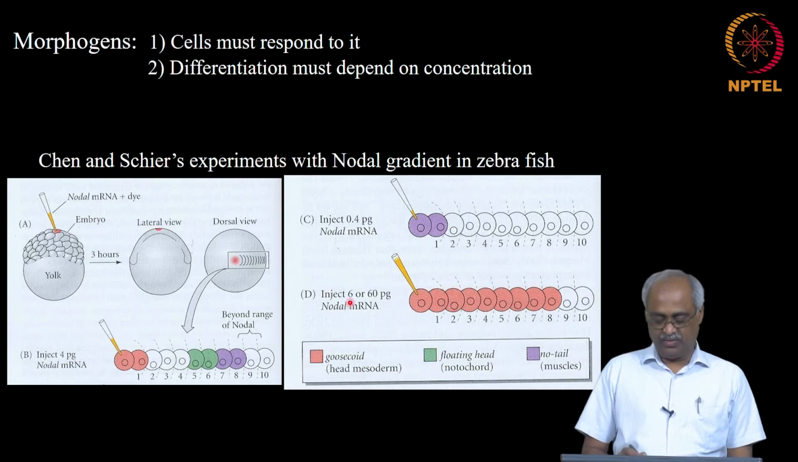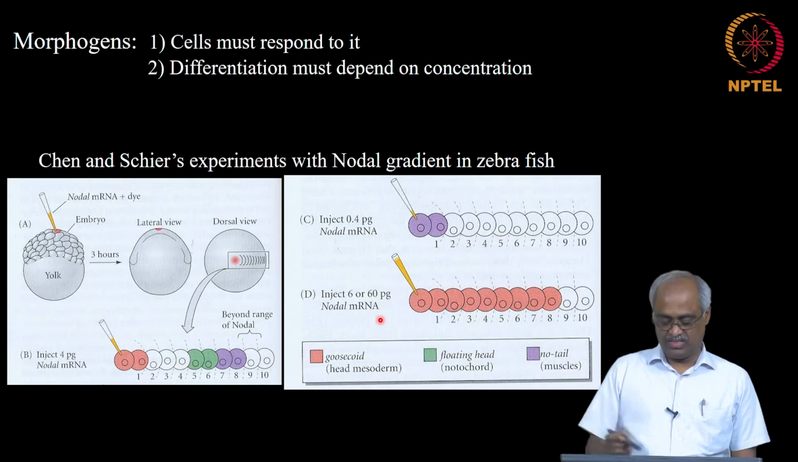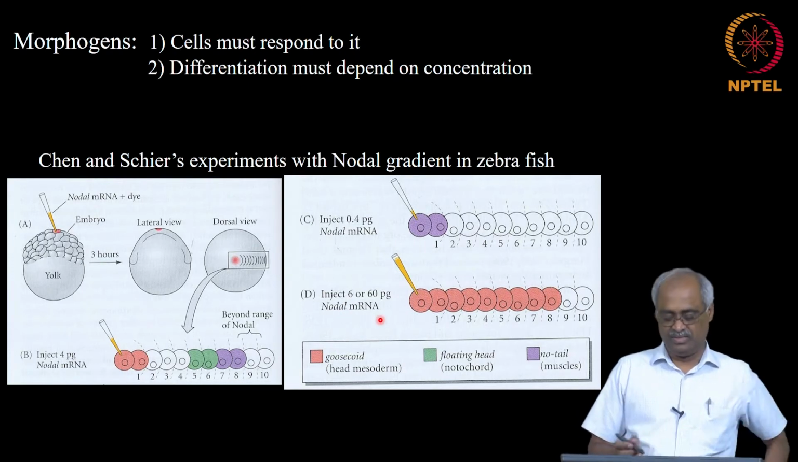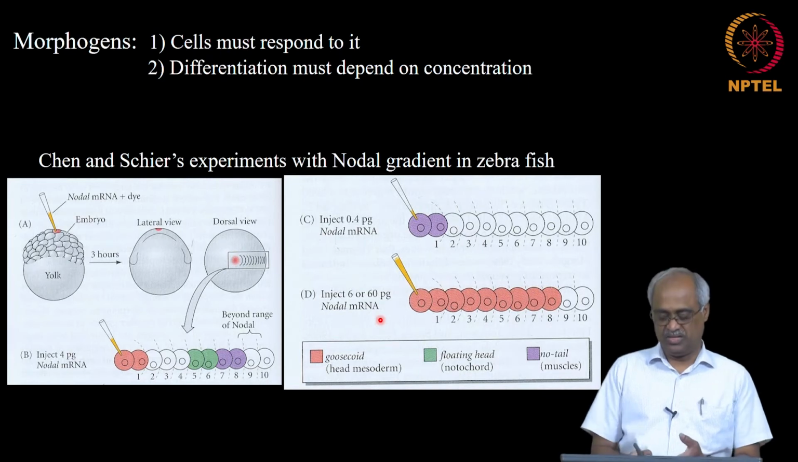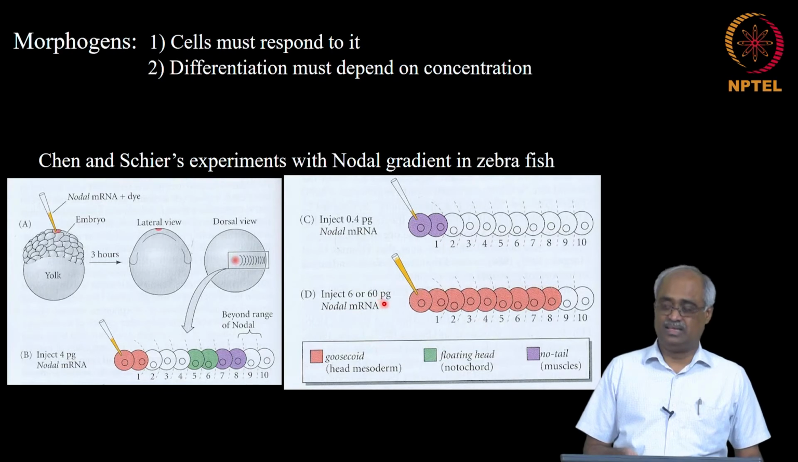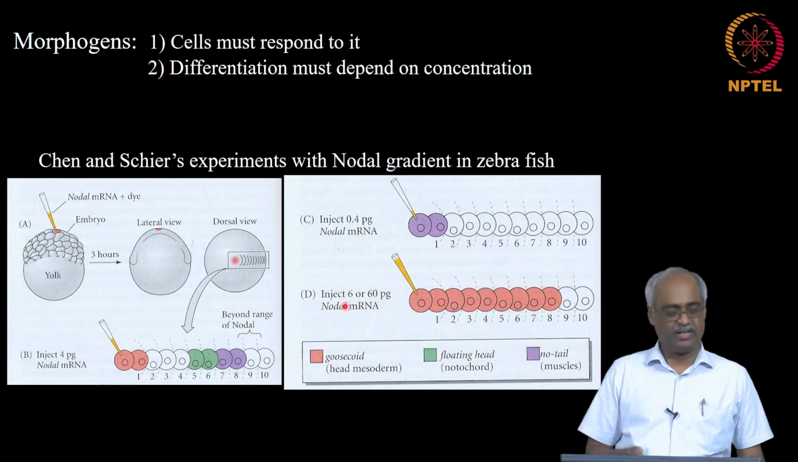And instead if you inject a whole lot, like what she was asking, right, is it absolute value or relative value. So, here you are giving really large amounts like 6 or 60, it does not matter, that 10 times difference does not matter, all of them are going to activate goosecoid. At a high concentration they are all going to respond to it.